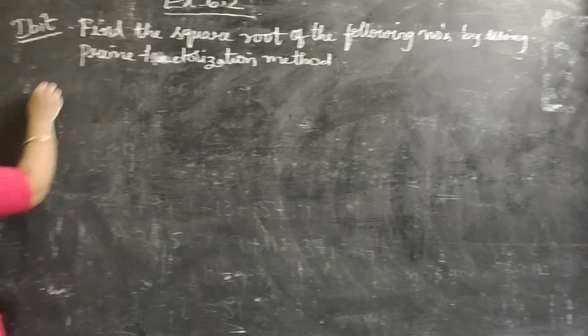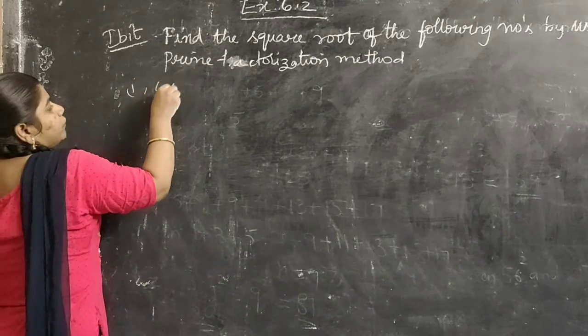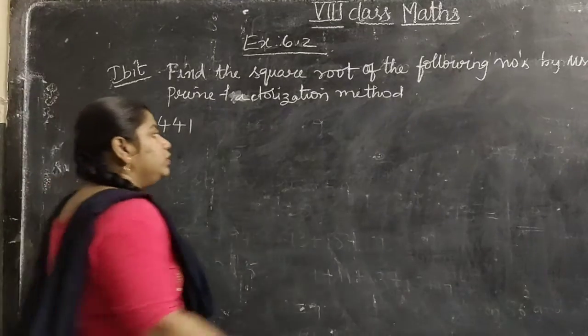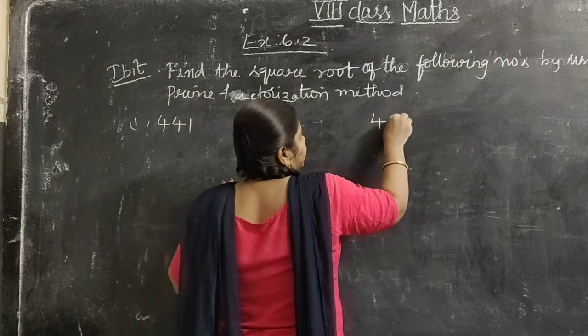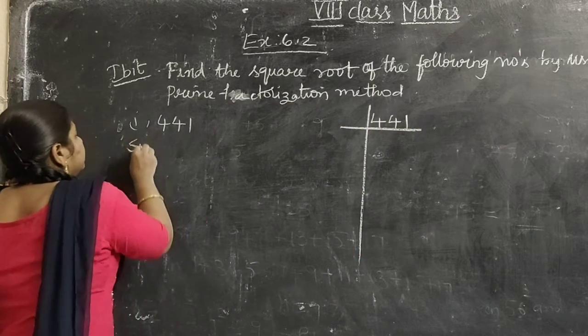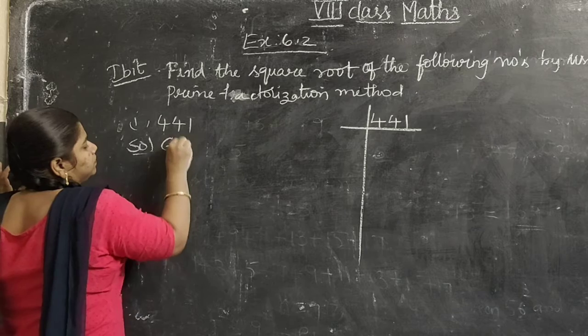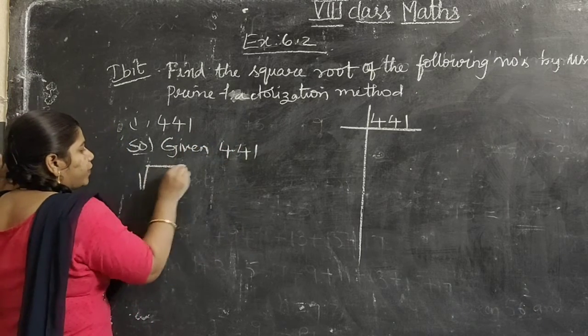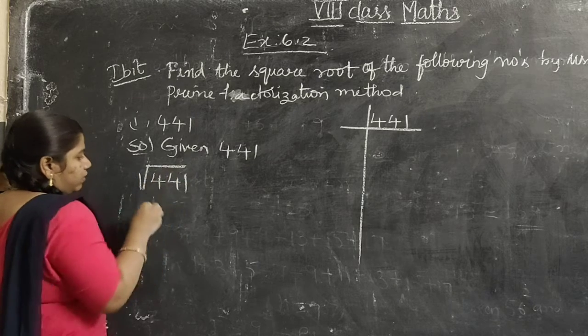So first one they have given as 441. Prime factorization means only prime numbers we will use. First do the prime factorization of 441. So what we have to find? We have to find the square root of 441.